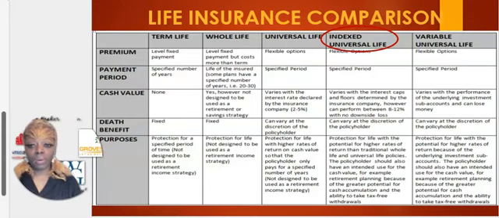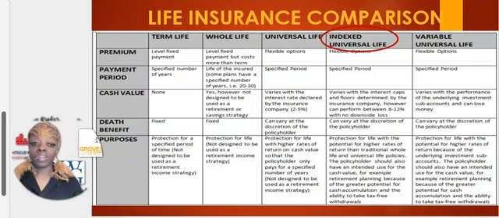The Index Universal Life has cash value. The cash value varies with the interest caps and floors determined by the insurance company. So they have a cap, meaning the maximum interest rate that you're going to get on your cash value, the money that you put in the savings bucket, what I call it in this policy. And then it has a floor.